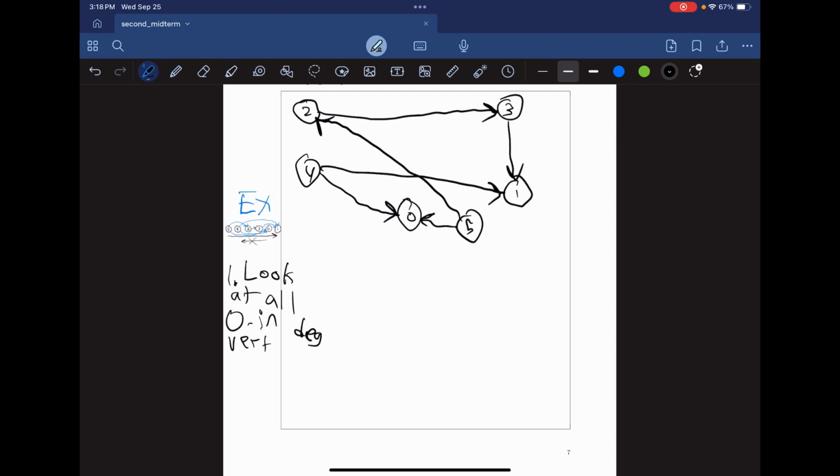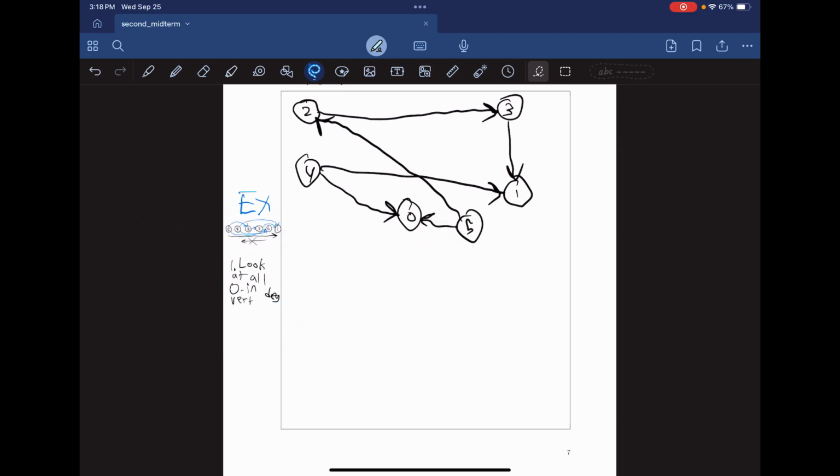You can do it both ways. It doesn't totally matter which way you do it, but you'll get the topological order backwards or forwards depending on which direction you do it. But for this instance, let's look at all 0 in degree vertices. In degree is the number of edges that are going into a particular vertex. So we are going to look at all the 0 in degree vertices.